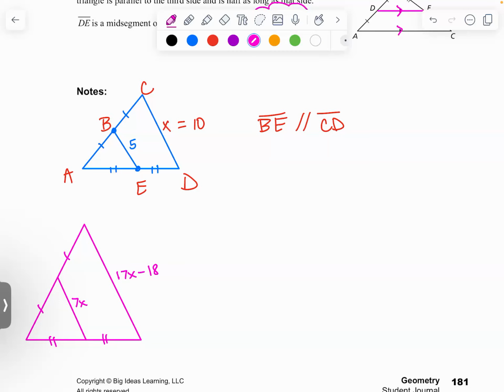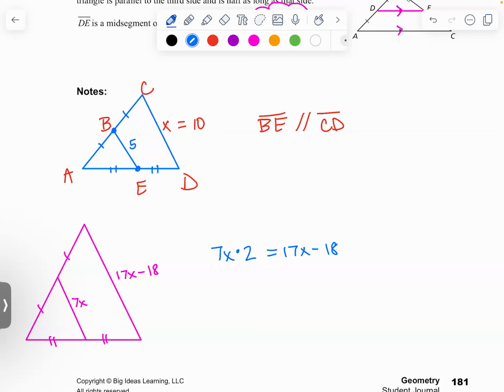Clark asked, could we just double 7x and set them equal to each other? Yeah, that's what I would do. I would rather double something than cut something in half in an algebra problem, wouldn't you? Okay. So we know that 17x is twice as long as that mid segment. So let's take the mid segment, 7x, and double it.